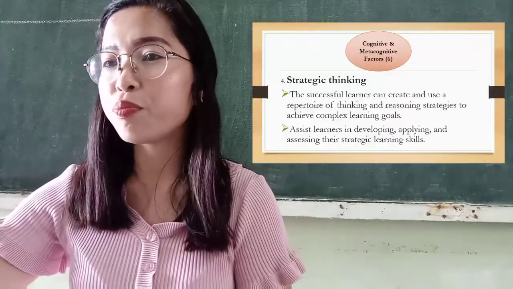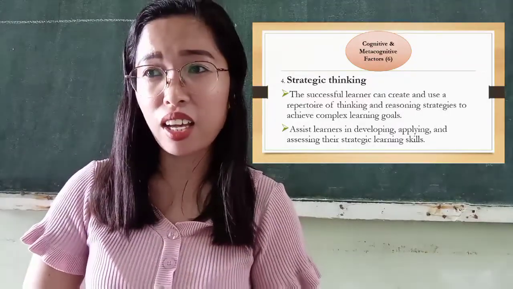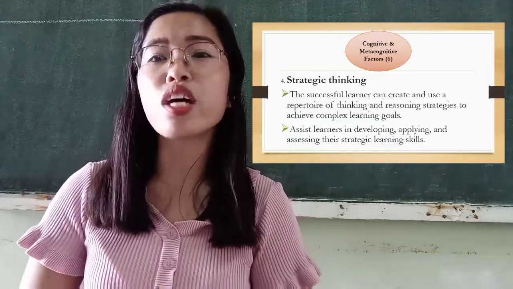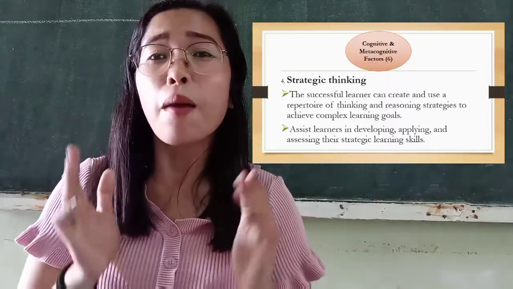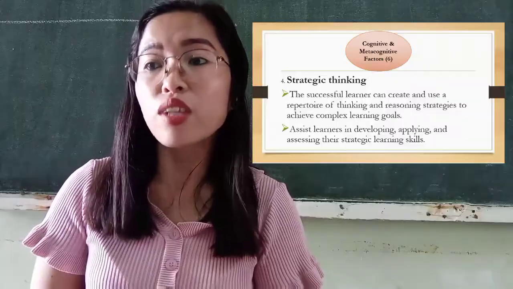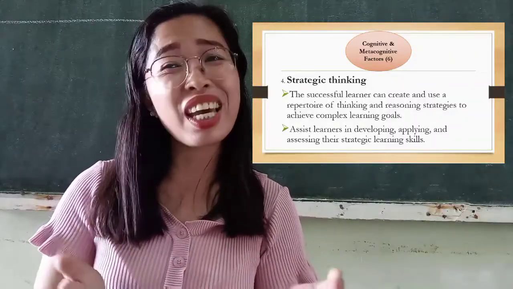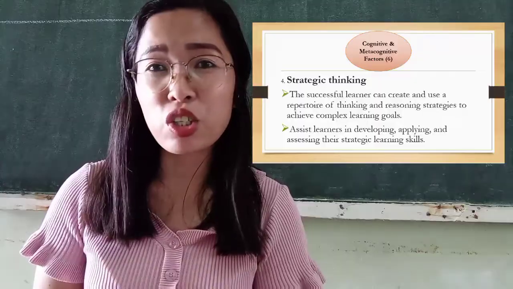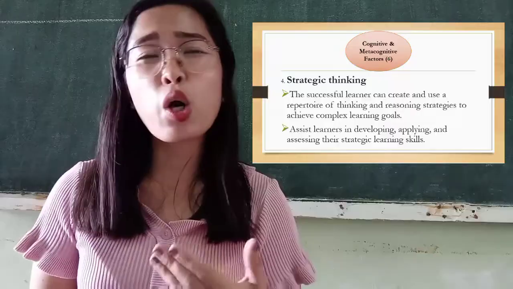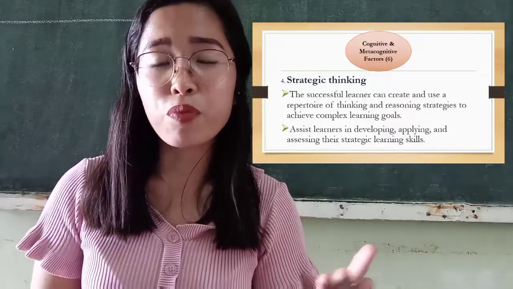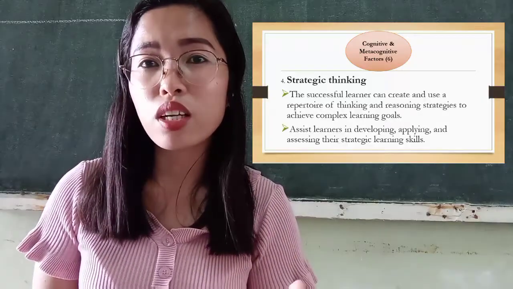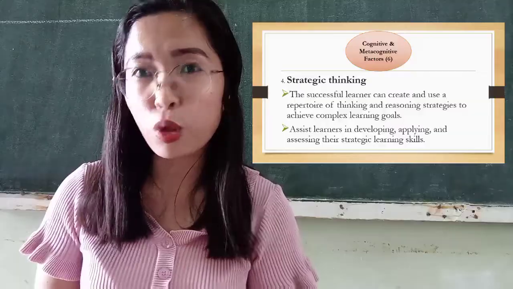Then the fourth one, we have strategic thinking. When we say strategic thinking, the successful learner can create and use a repertoire of thinking, meaning many ways and reasoning strategies to achieve complex learning goals. So we can relate this to metacognition, which is thinking about thinking and learning how to learn. If you have metacognition, you're going to collect different strategies or methods that you can use in order to learn things on your own.